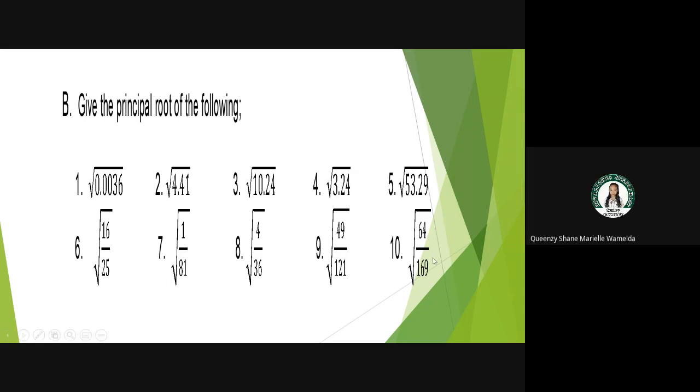8 over 13. Madali lang, no? So remember, principal root lang po yung ibinigay natin. Only the positive roots. Roots po ang tawag natin sa sagot. Can be positive or negative, but when you say principal root, only the positive root.